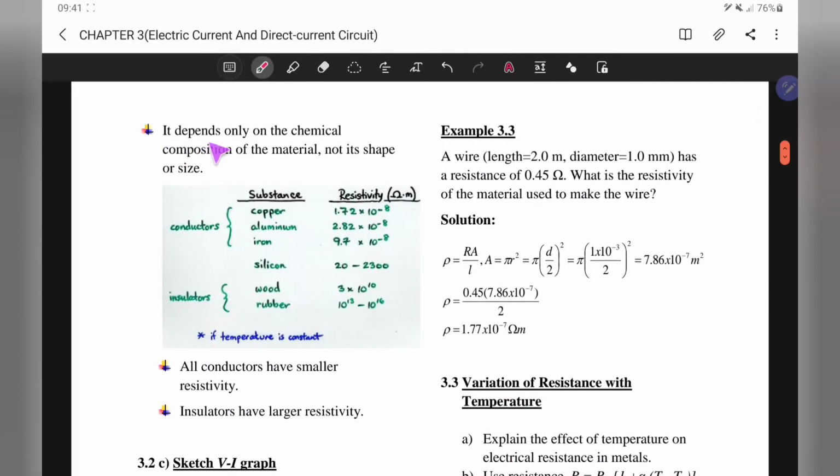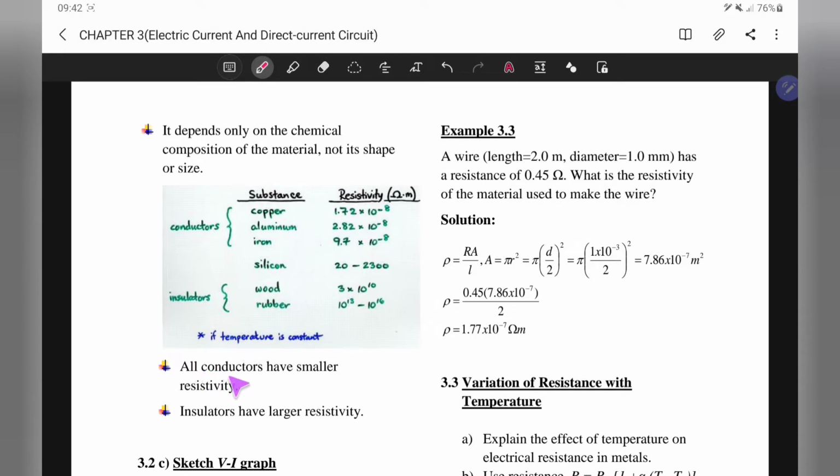So resistivity depends only on the chemical composition of the material, not its shape or size. So remember, resistance depends on the shape of the material, but resistivity just depends on the type of material. Okay, for example, here we are given copper, aluminum and iron, also silicon, wood and rubber, and this is the resistivity of each material. But remember, this is for a constant temperature.